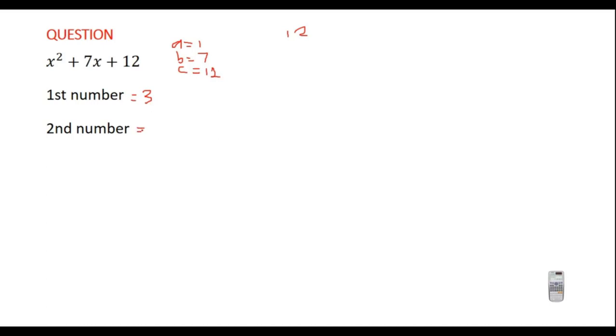Then if you want to find the second number, divide A times C by the first number. You already know that A times C in this case is 12. So divide that by the first number, which is 3, and that is going to give you 4. So your second number is going to be 4.